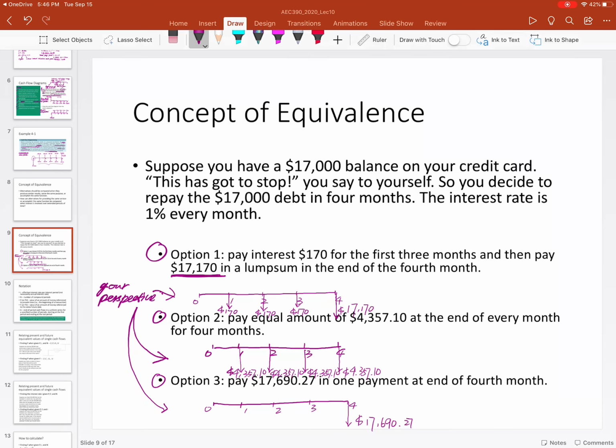So here you have 3 options. They are equivalent because they do the same job. They pay off that balance, okay? And also, we got 3 different cash flow diagrams. So how can we compare which one is better? Okay?